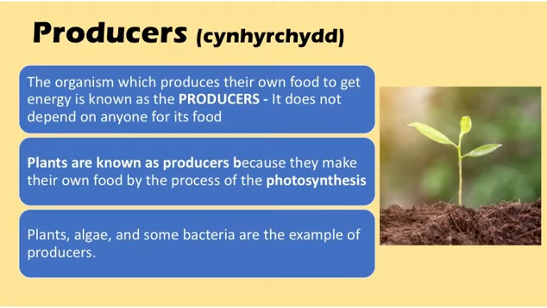So let's look at producers a bit more in depth. An organism which produces their own food to get energy is known as a producer, and it does not depend on anything else for its food apart from sunlight. Plants are known as producers because they make their own food by the process of photosynthesis. So when we think of producers, we think of plants, algae, and some bacteria.